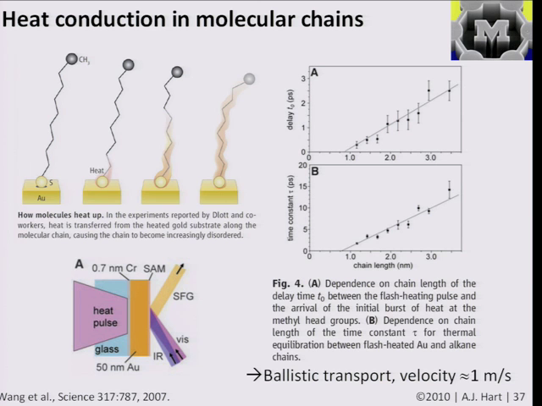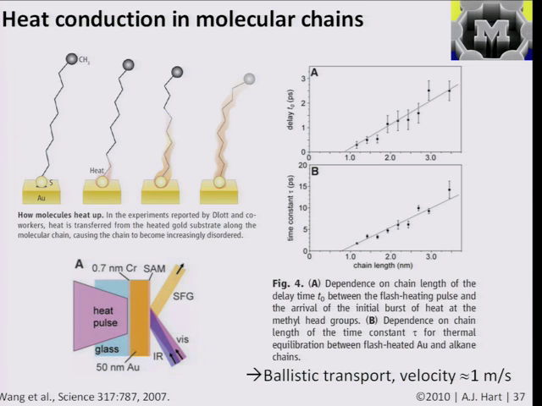And so they did this for different length chains. So they assembled these monolayers of different lengths, and then they measured the time it took to go from here to here for that heat pulse. And they found that as you increase the chain length, basically that time between here and here is linear. So you're measuring the speed of heat propagation along that molecule, and it's about 1 meter a second, they found. So this is ballistic transport.